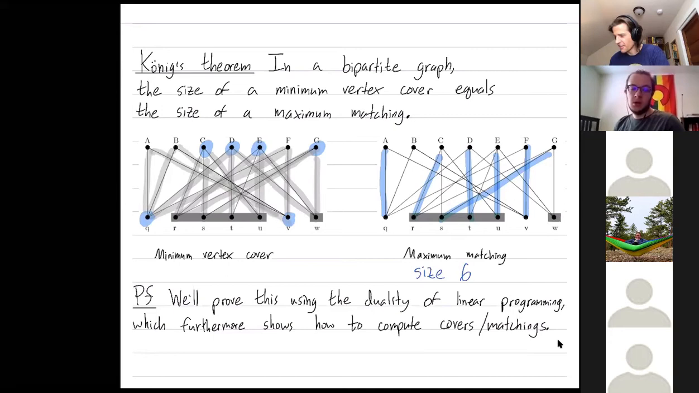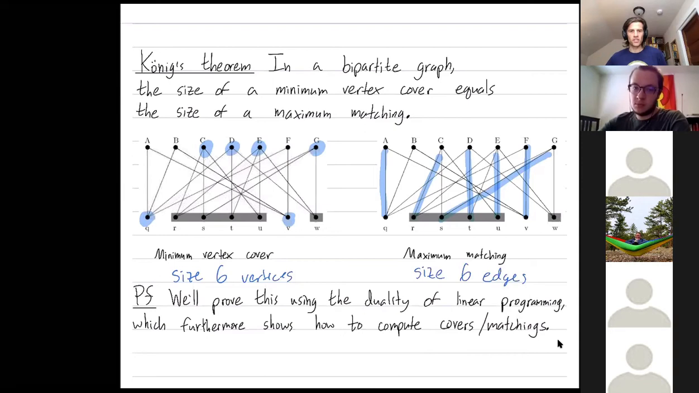All right. So again, you can see that these are six vertices that cover all the possible edges. And on the right, I had size 6 edges that were matched, and I couldn't extend those with any more matched edges. Questions?